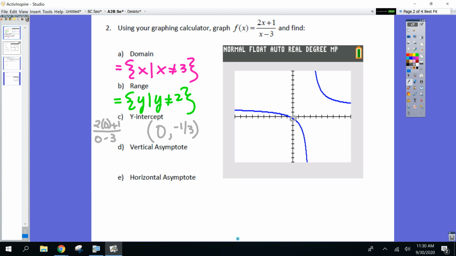Vertical asymptote. Remember what it was? It was related to the domain. So we could say it's x equals 3. Don't just write x; I'll never accept that. It's an equation: x equals 3. And then what about the range? What about the horizontal asymptote? Y equals, not 0 anymore, 2. Remember, it's with the range. I don't know why I said 0. It's 2.